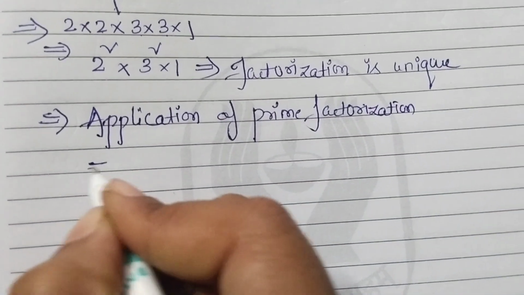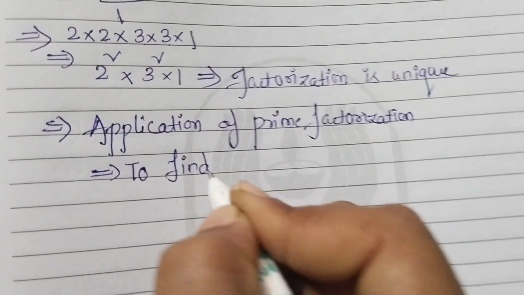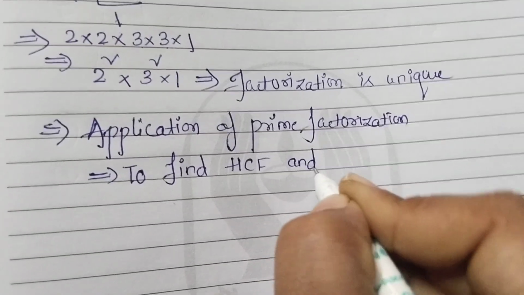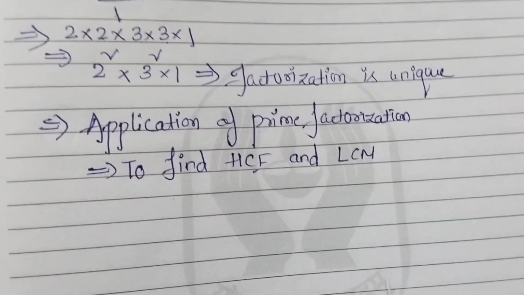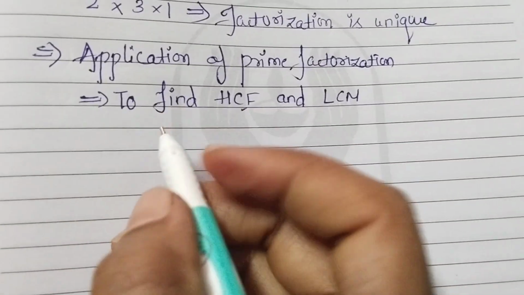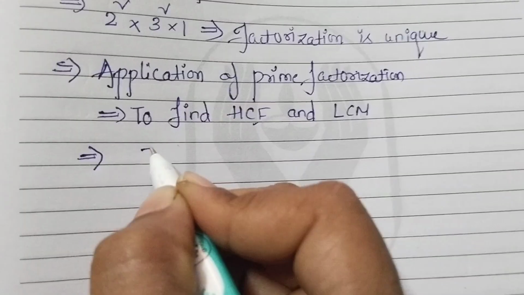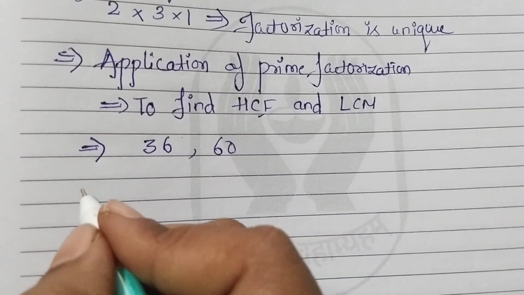What are those? To find HCF and LCM. If you remember, we have found HCF using Euclid's division lemma also. So take two numbers, let it be 36 and 60. We'll find first HCF.